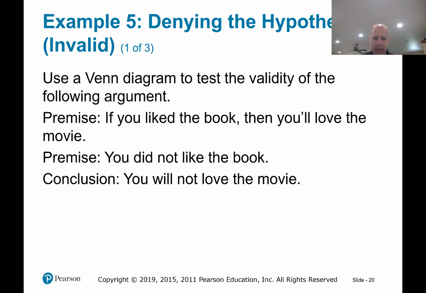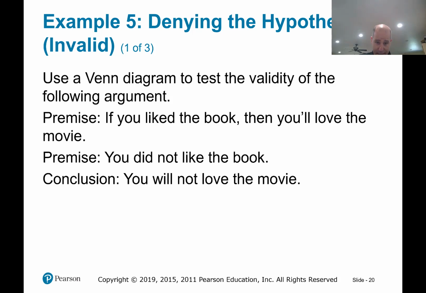So let's say that's a fair statement. That's a true statement. If you like the book, then you'll love the movie. And then the premise is you did not like the book. Well, if you did not like the book, does that necessarily mean that you will not love the movie? No. Even if, let's assume premise 1 is true, premise 2 has nothing to do with liking the book, right? So in this case, all bets are off. Even if you did not like the book, you might still love the movie. It's not necessarily true that you will not love the movie, right?